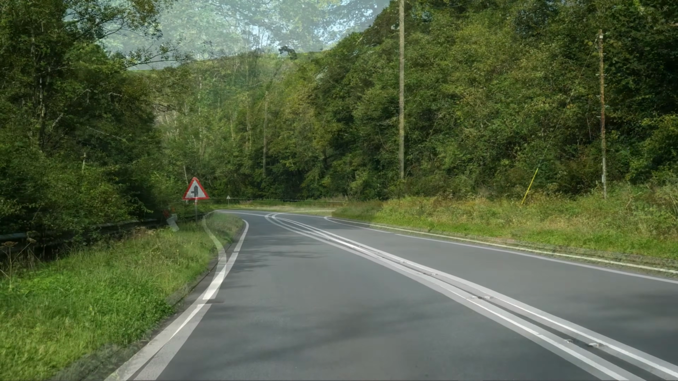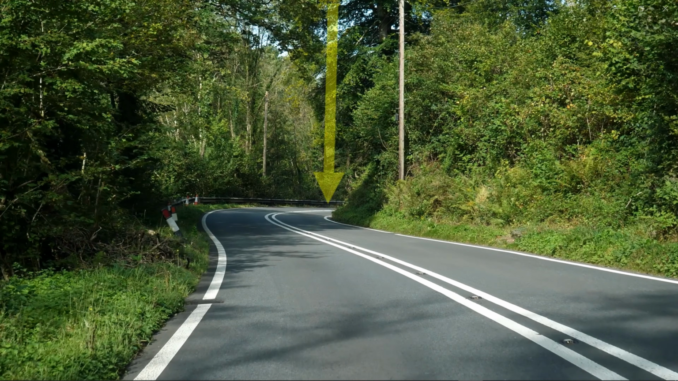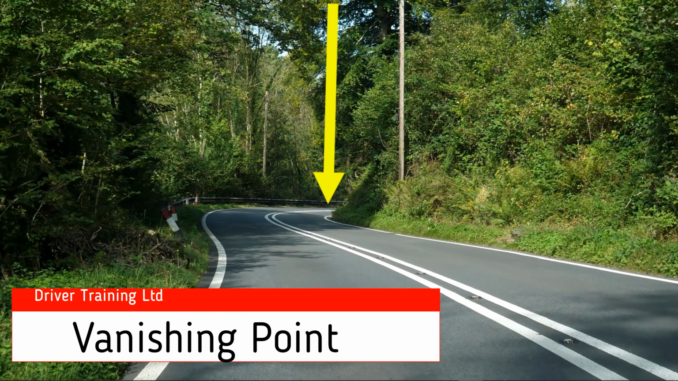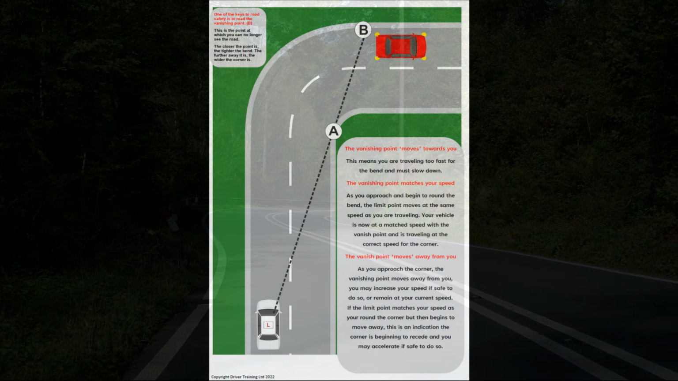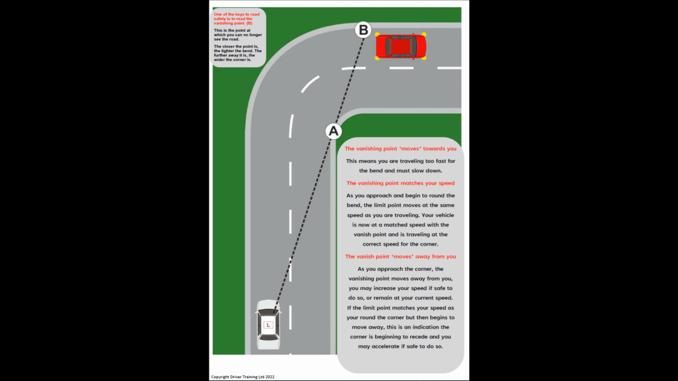Let me explain. So back to the bend we've just done. Can you see this? The furthest point that we can see on the corner is called the vanishing point. So what we do as we're traveling down a road is look as far ahead as we can across to see what we can see. And as you can see on that clip and in this picture, B is where the furthest point of what we can see is. So that's called the vanishing point.